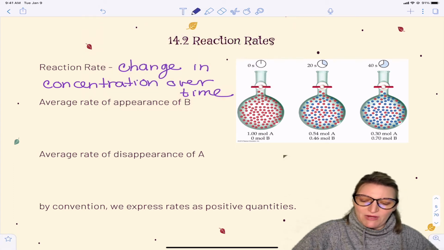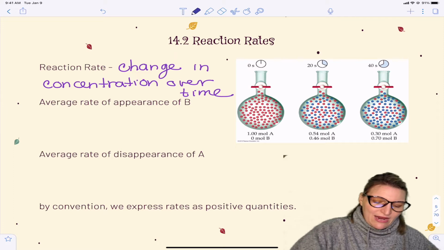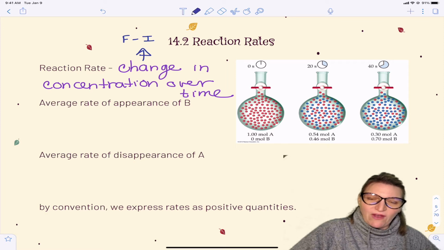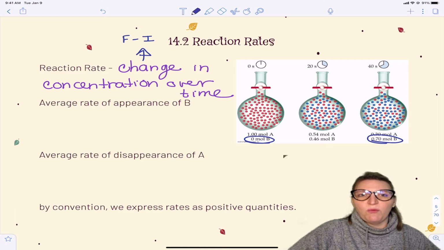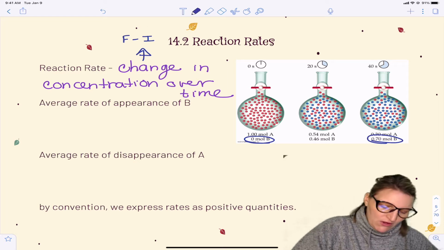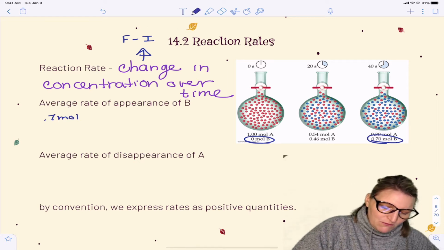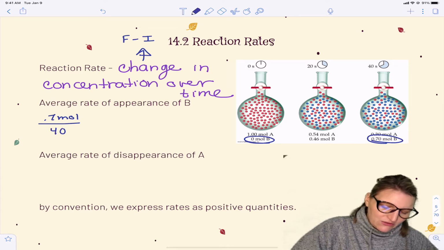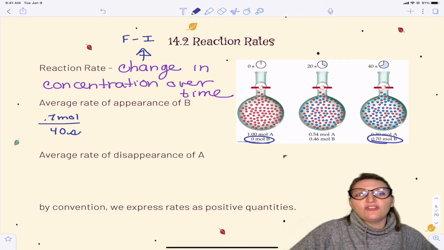So if I look at this graphic and look at how concentration may change over time, what is the rate of appearance of B? Whenever we look at a change, it is always going to be final minus initial. What's final B? It is 0.7. What was the initial? 0. So 0.7 minus 0, we would say 0.7 moles over the change in time. Look at the little time stamp on it. We would see that it says 40 seconds. That's the change in the appearance of B over time.